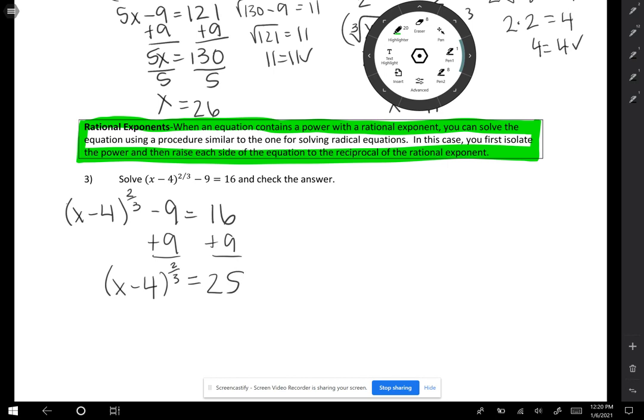Now at this point is where we need to get rid of that power. So to get rid of it, we're going to raise both sides to the reciprocal. Looking at this problem, the reciprocal of 2/3 is going to be 3/2. So I'm raising both sides to the 3/2.